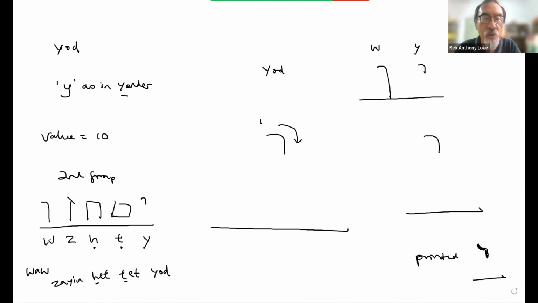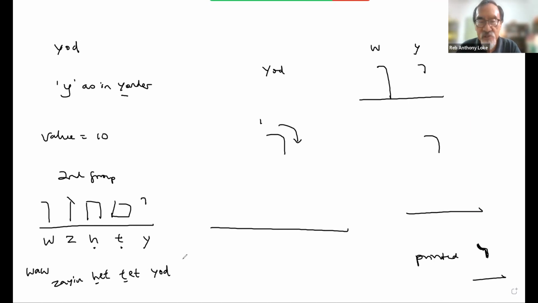In terms of sound, W, Z, H, T, Y. Same like English. W, like in well, water. Z, as in zoo, zoom. Y, as in yell, yonder. These are exactly the same. This one, like the lock. And this is T, very strong T. Waw, Zai, Het, Tet, Yod.